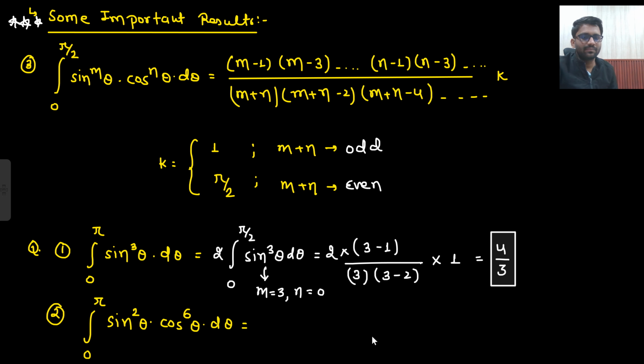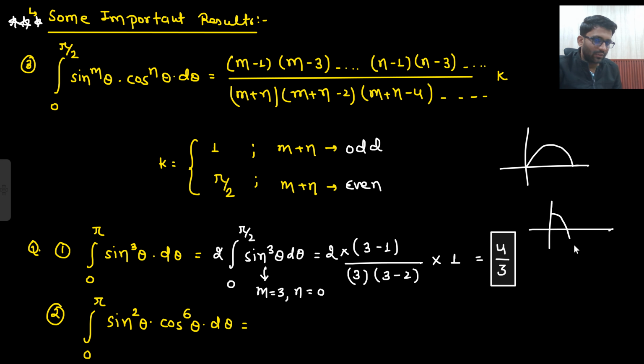What about this one? First thing, the limit is from 0 to pi. But we have studied the formula for 0 to pi by 2. Then we need to see the graph. So 0 to pi of sine square theta. Sine square theta from 0 to pi will be like this only, because all values are positive. What about cos to the power 6 theta? So what is the graph of cos theta? This is the graph of cos theta for 0 to pi.